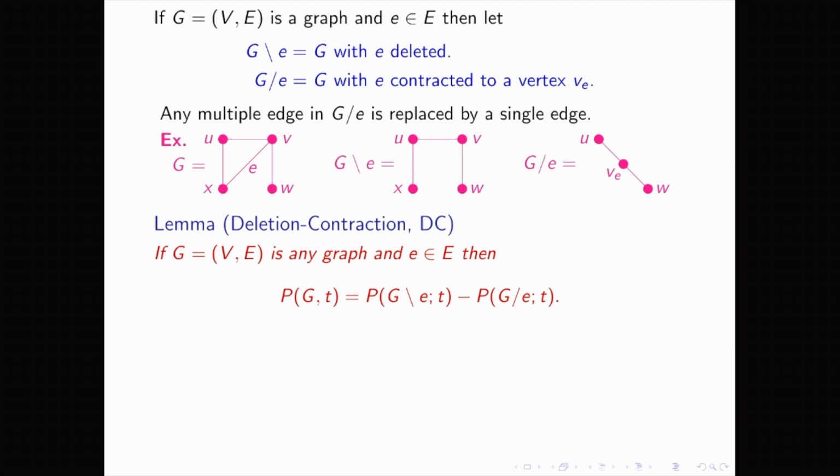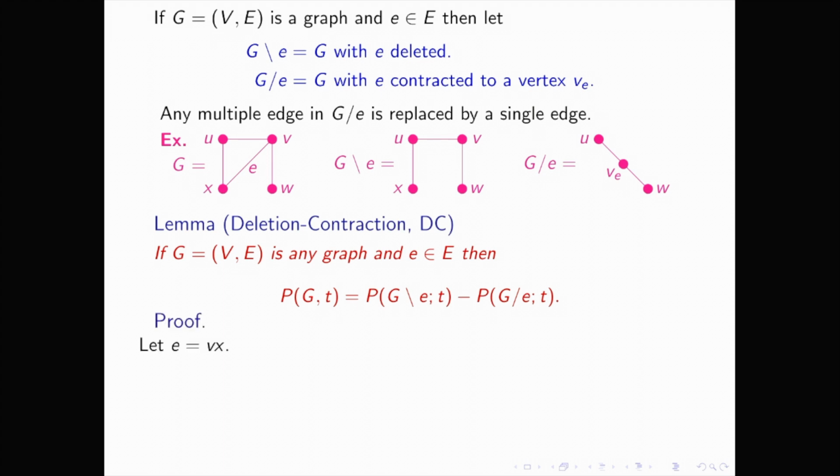What about G with E contracted? Well, that has at most M minus one edges, right? Because I got rid of the edge E, but I also may have collapsed other edges. So it certainly isn't any greater than M minus one. So what have I done? I've expressed the chromatic polynomial of G with a certain number of edges in terms of chromatic polynomials of graphs with fewer edges. This is a perfect recursion to apply induction on the number of edges. Okay, so let's prove this. It's really easy to prove.